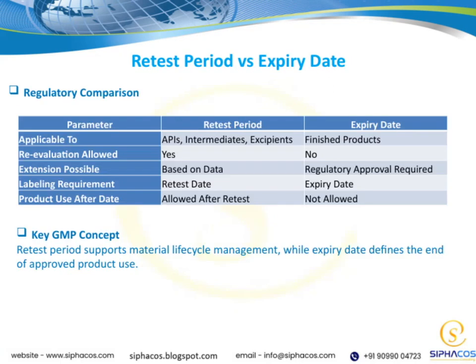Let's break down a key concept in good manufacturing practice: the difference between retest periods and expiry dates. The retest period helps us manage the life cycle of raw materials like APIs, intermediates, and excipients. It tells us when to test the material again to confirm quality. The expiry date, on the other hand, applies to finished products. It marks the end of their approved use. Retest periods can be extended if data supports it, but expiry dates need regulatory approval. And importantly, products can still be used after retest, but never after expiry.